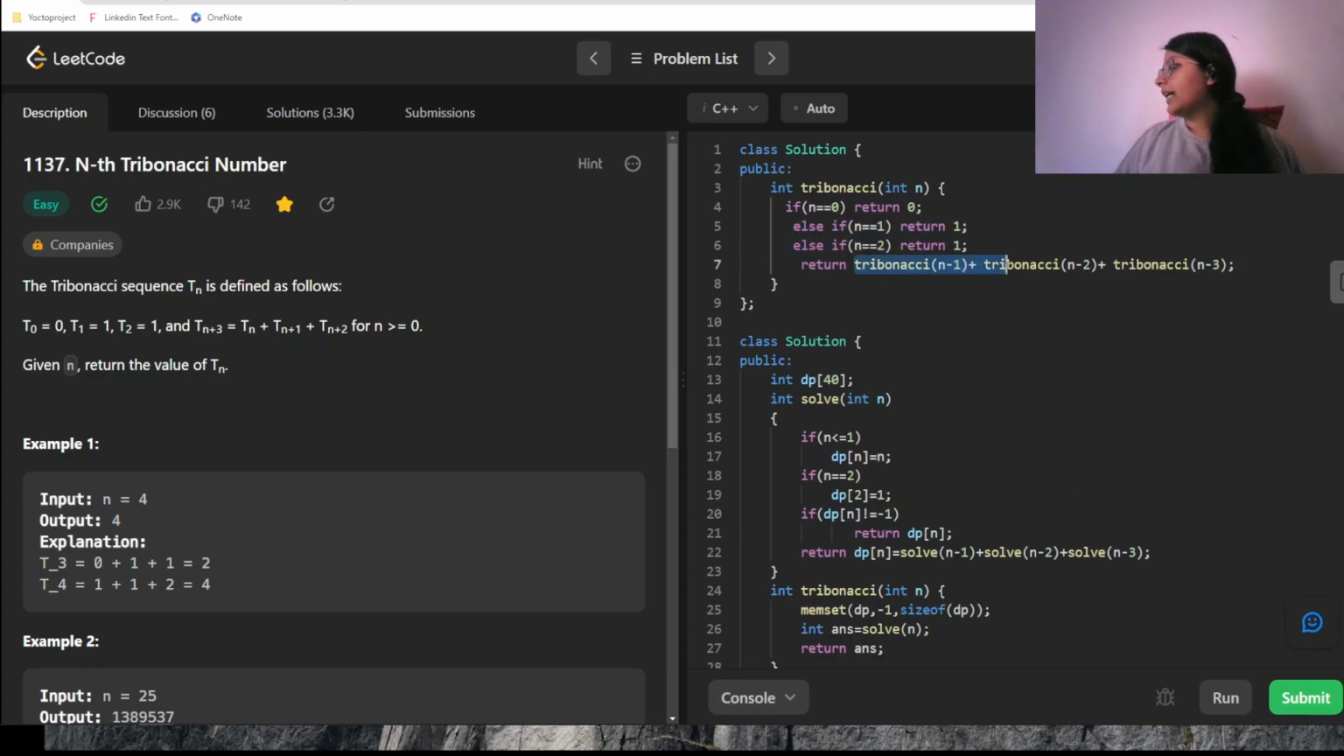Now here, our recurrence relation is that we add up the n minus 1, n minus 2, and n minus 3 terms, and whatever these functions return to our present call, we add up and return to its parent. So that's what we are doing here. But this is the recursive solution.